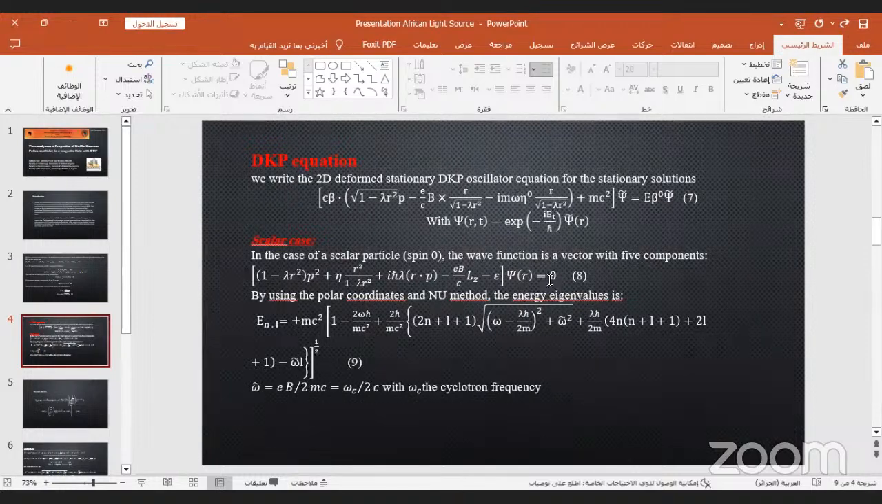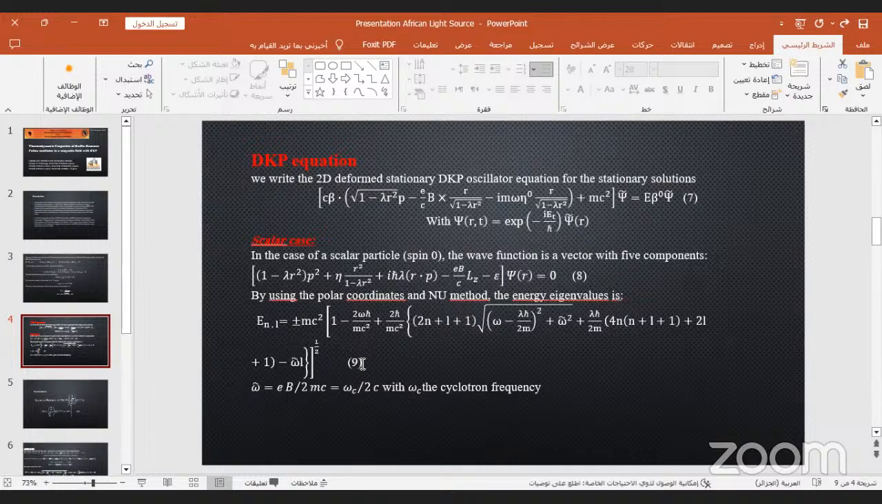By solving this system, we can obtain this simple differential equation here. This equation is the same as the Klein-Gordon equation, and by going to polar coordinates and using the Nikiforov-Uvarov method, I can obtain the energy eigenvalues of this system in the following form here.